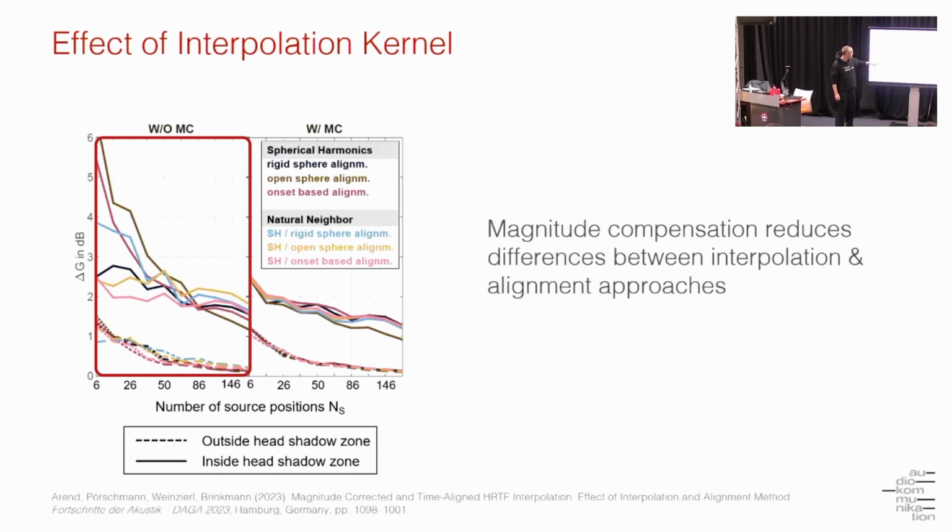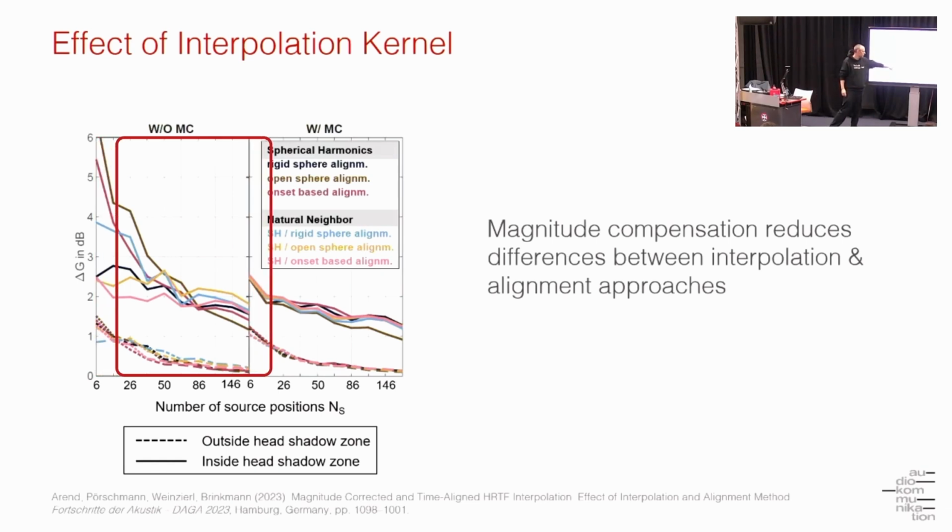And they are small. Inside the head shadow zone, we see that, especially when we're using only a few HRTFs for the interpolation, spherical harmonics interpolation performs worse. And this is due to the numerical issues that we were seeing before. And we also see that different alignment approaches perform somewhat differently, with differences between 1 and more than 2 dB, both between the alignment approaches and between the interpolation approaches.